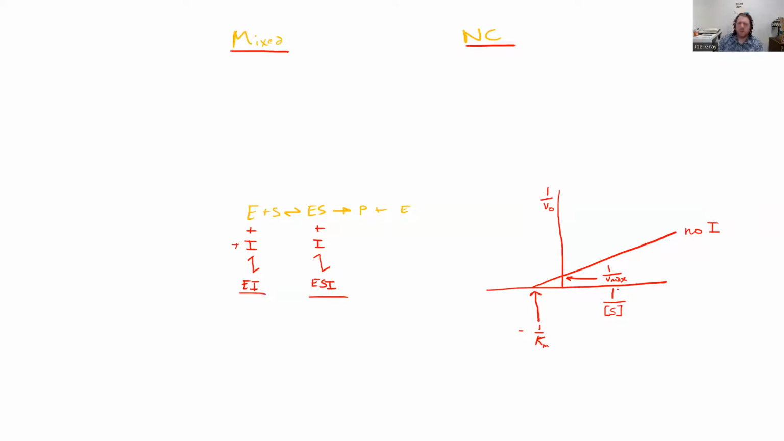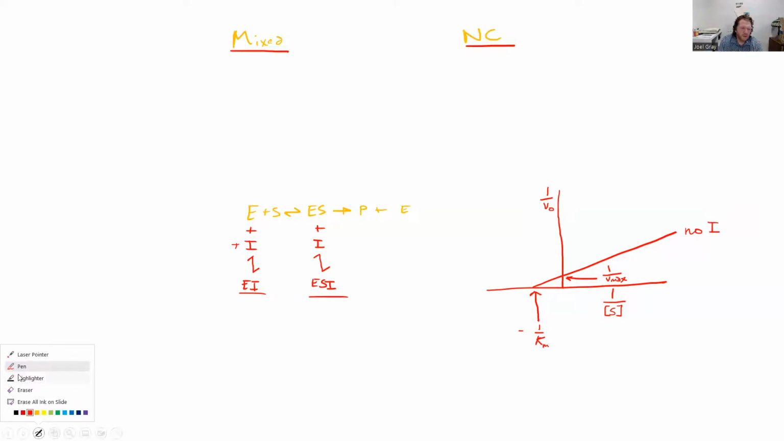And what I've seen people do over the years is they run into negative 1 over Km, and they tend to forget that this x-intercept is a negative value. So they'll make a mistake and they'll end up with a Km that's a negative value. And that's simply something that's impossible because a Km is a concentration. It has to be a positive value.